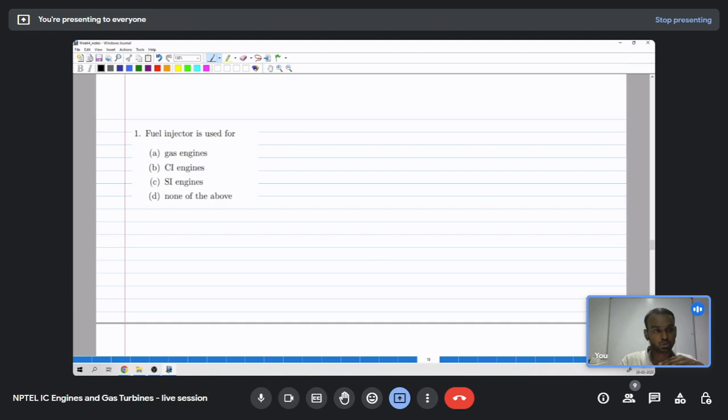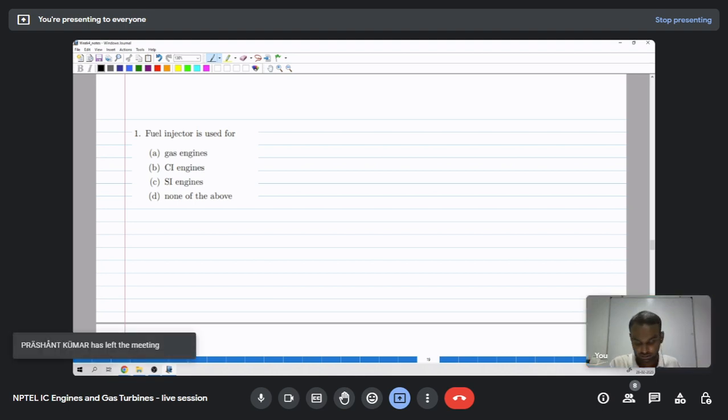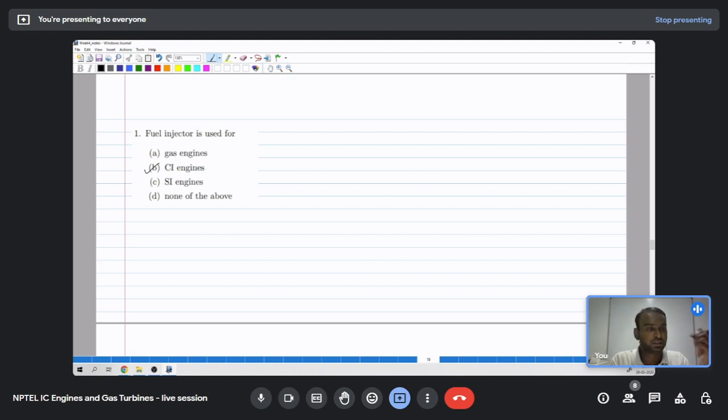So now I have a few questions on the injection system. The first question is, fuel injector is used for gas engines, CI engines, SI engines, or none of the above? CI engines. Yes, CI engine is correct. And can someone say what is the advantage of having fuel injection instead of a carburation system as in an SI engine?